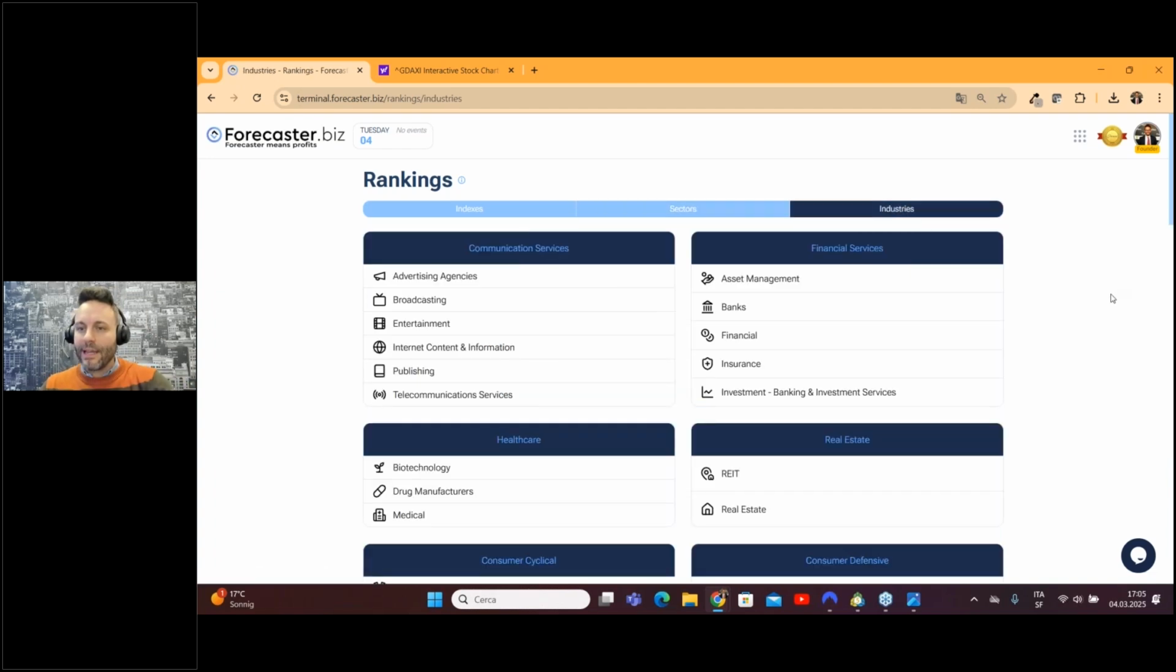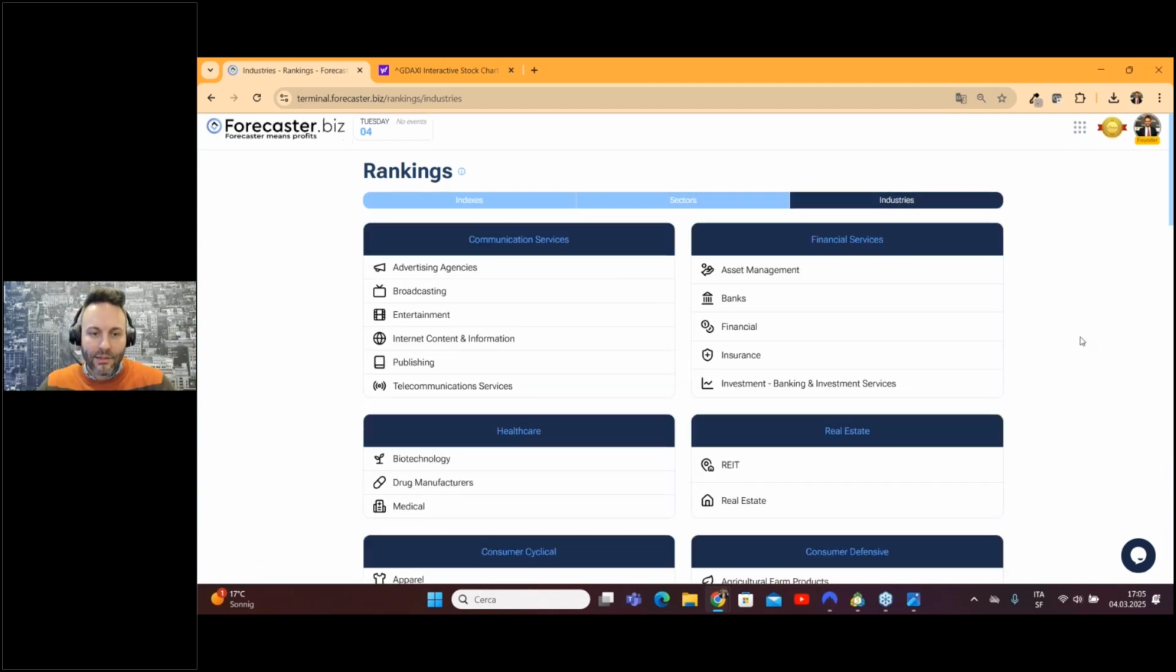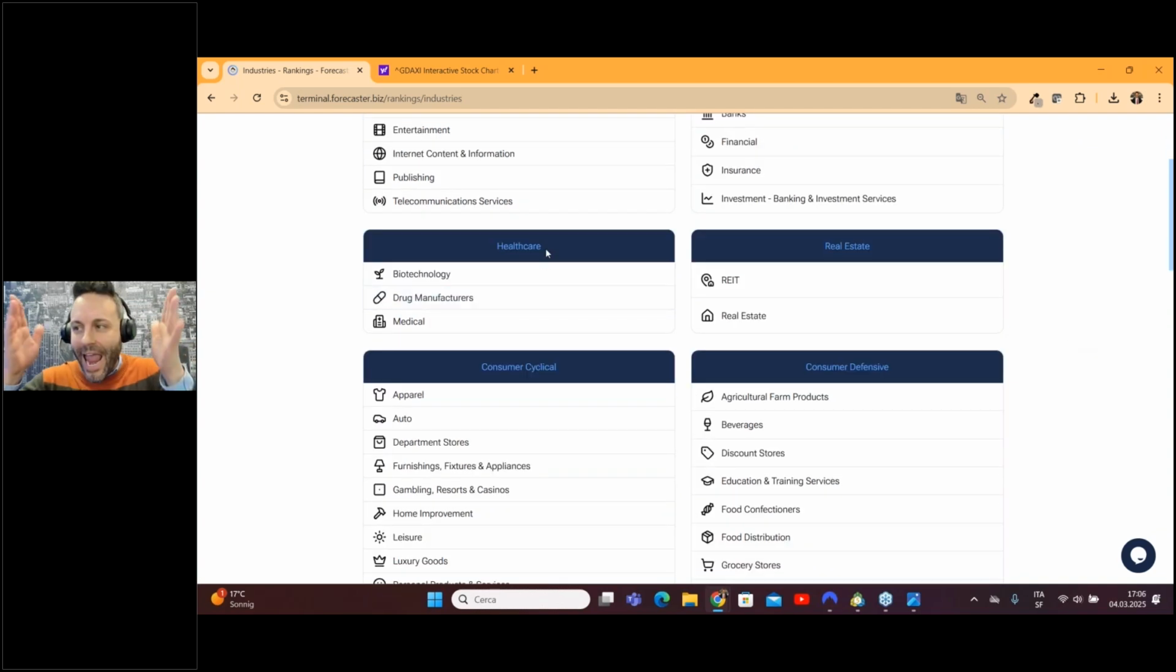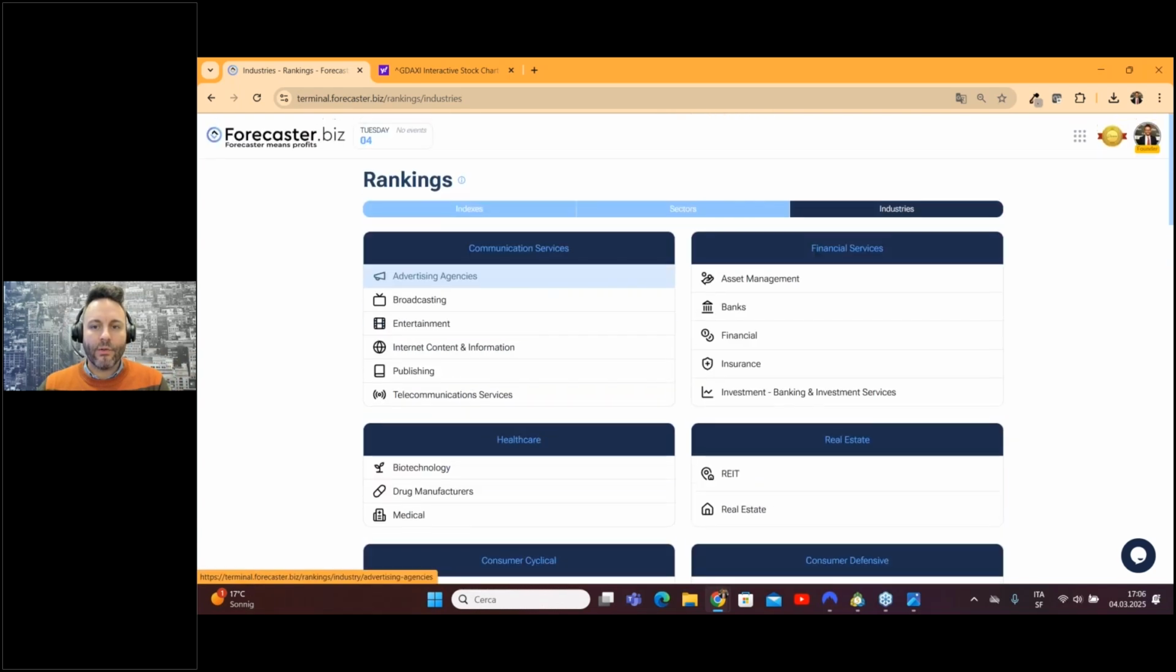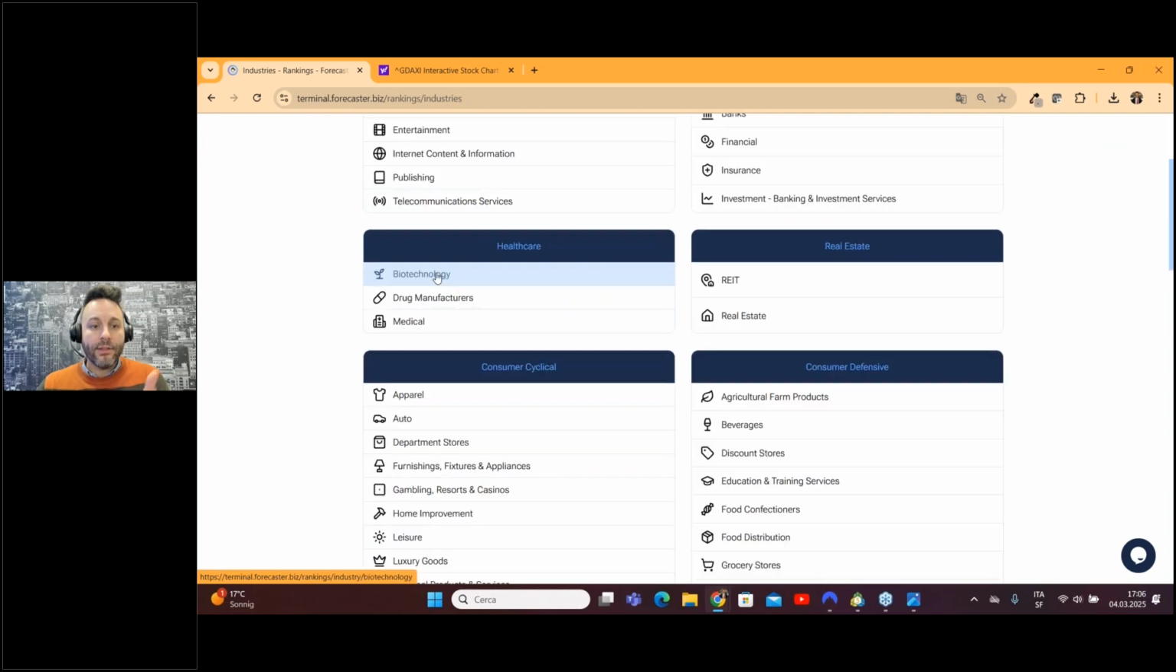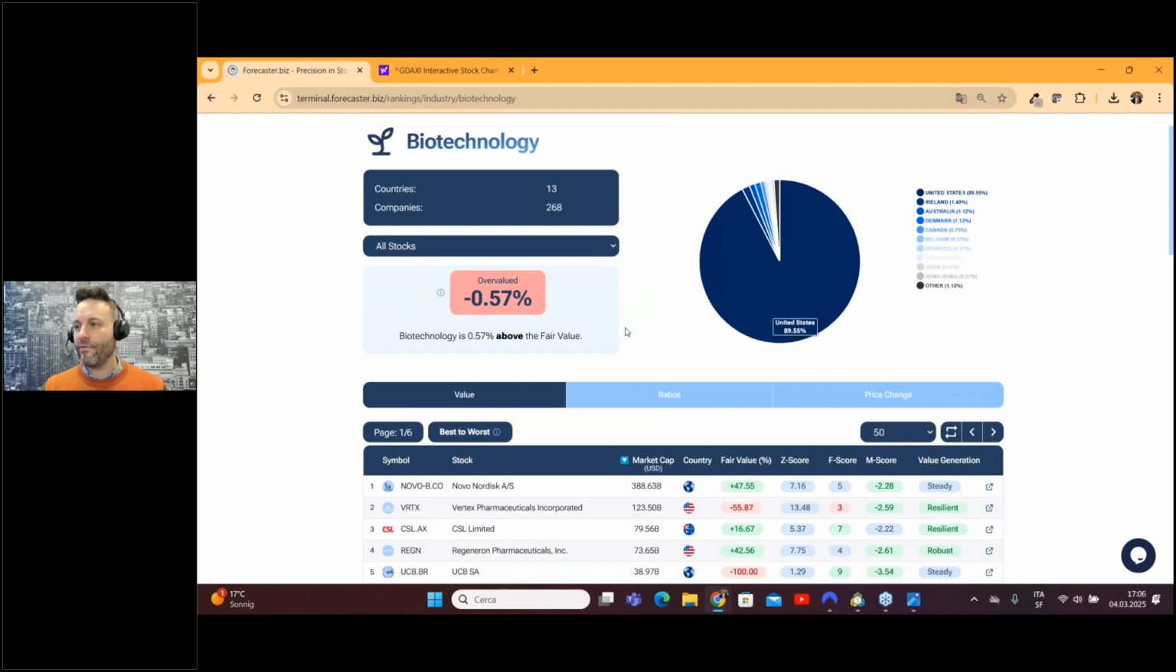But if you would like to deep dive in a sector, for example, if you would like to have a specific industry inside the healthcare sector, you can go on this page, industries, and you can divide those companies in biotechnology, drug manufacturers, and medical. Okay, so for example, are you looking for opportunities in biotech? Very easy. You can go in this specific page where you can find all the information you need.